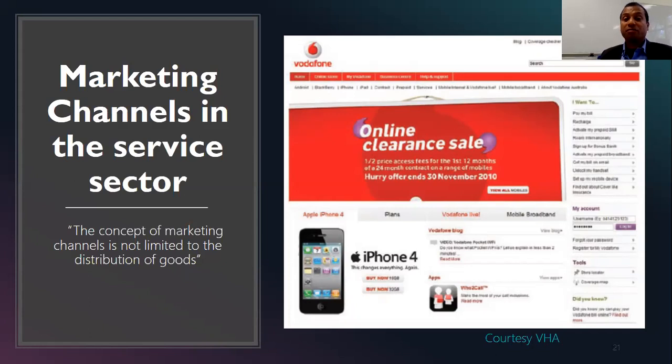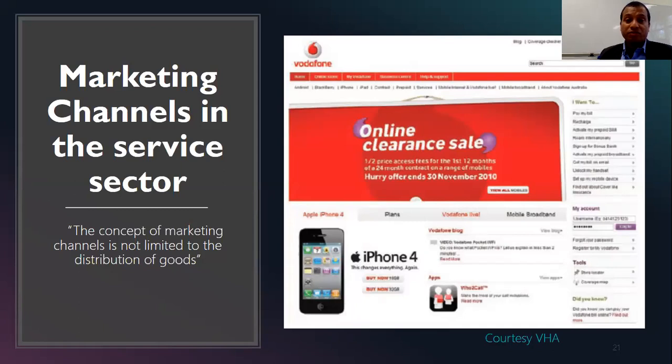So again, in the case of, suppose, Vodafone, which provides telecom services, they do have similar value chain activities and supply chain activities, and they have activities related to the information management system, and we have also seen warehousing activities to some extent.